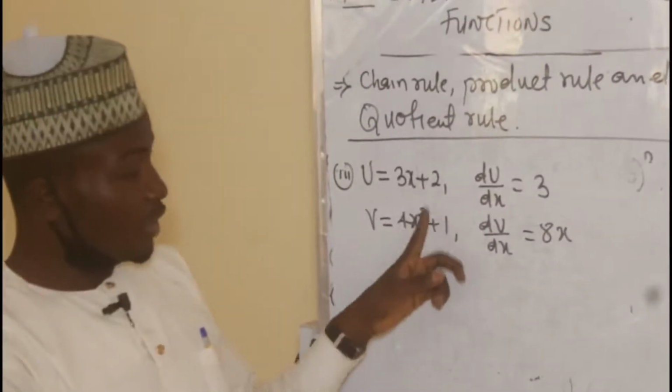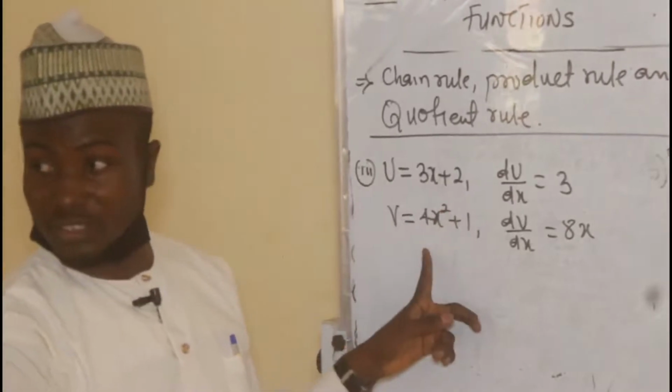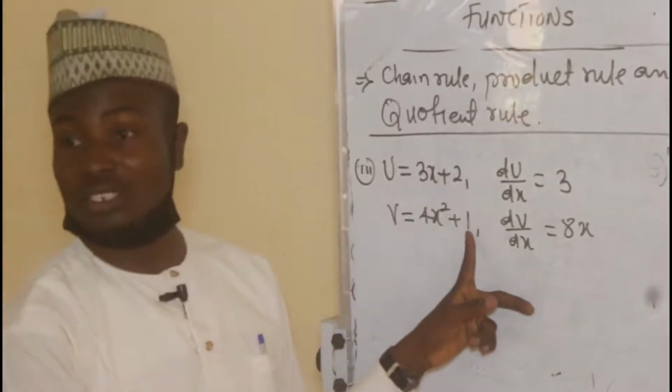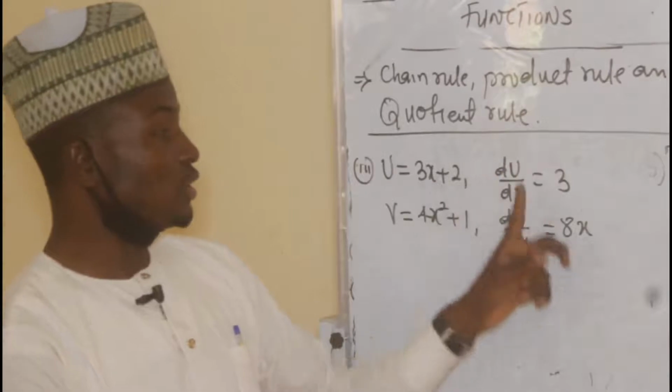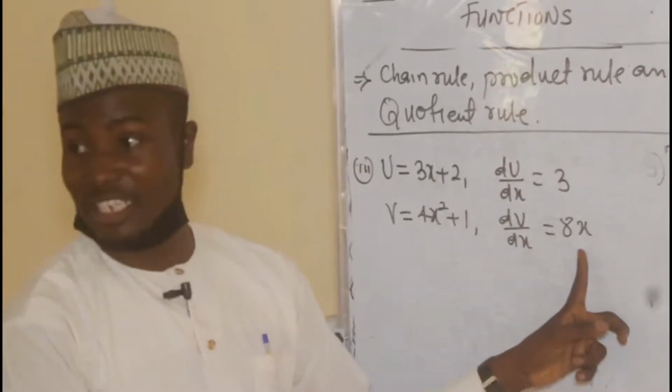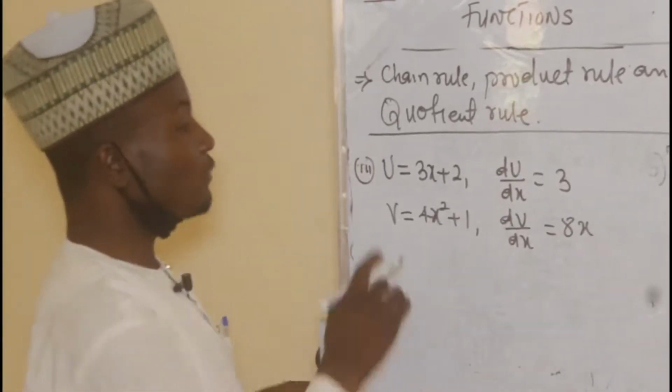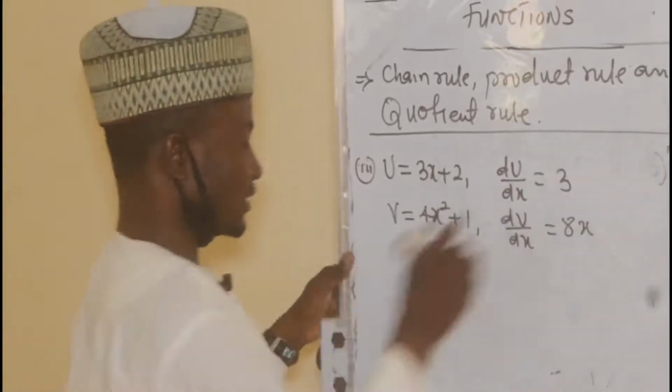8x. When you differentiate 4x squared, 2 times 4 is what? 8. So you have 8x. The differentiation of 1 is 0. So du dx is 3, dv dx is 8x. Are we together? So which formula are we going to use under quotient?